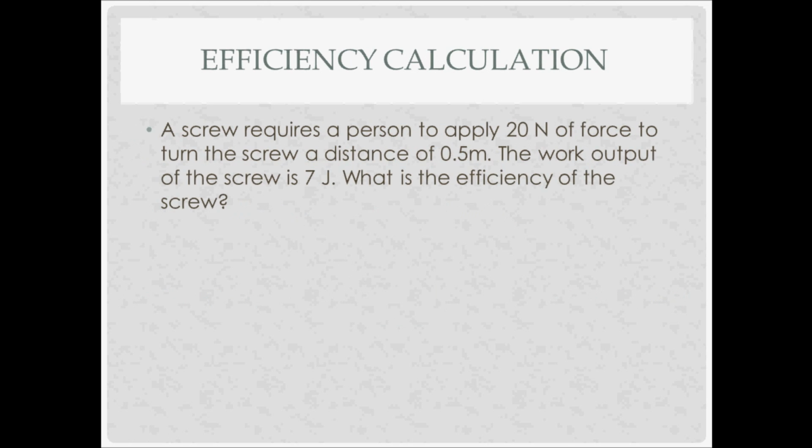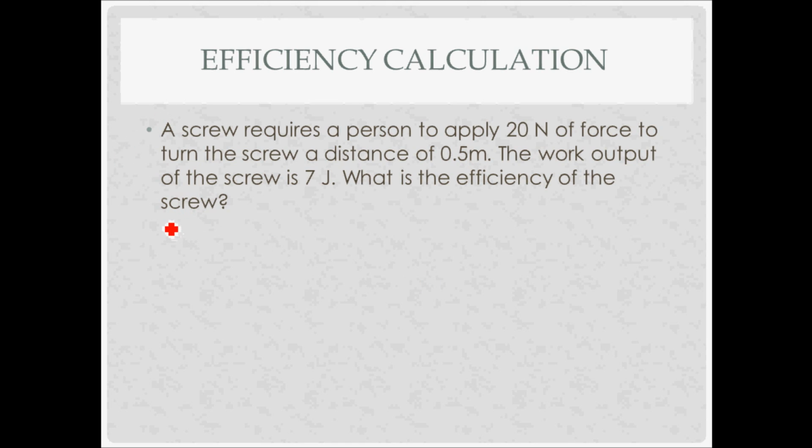So, an example of an efficiency calculation. A screw requires a person to apply 20 newtons of force to turn the screw a distance of 0.5 meters. The work output of the screw is 7 joules. What is the efficiency of the screw?